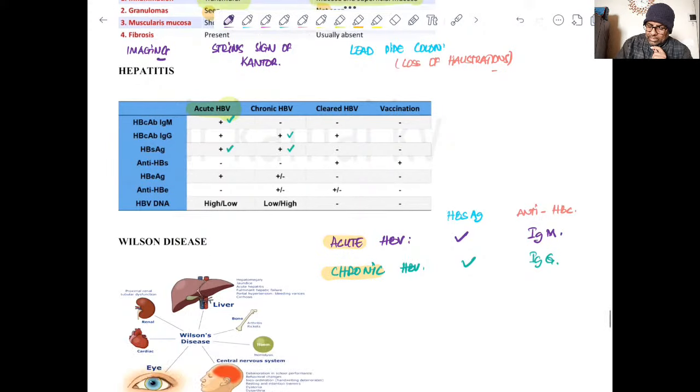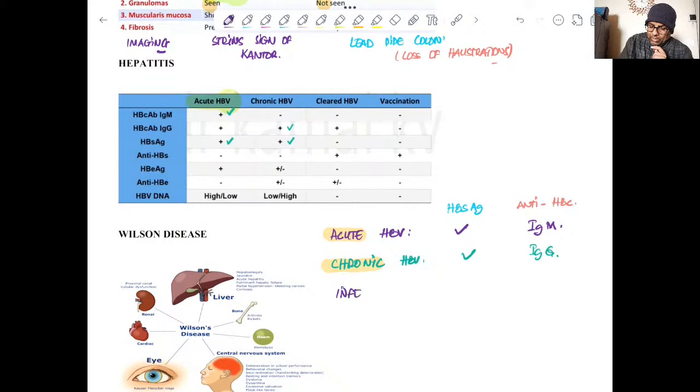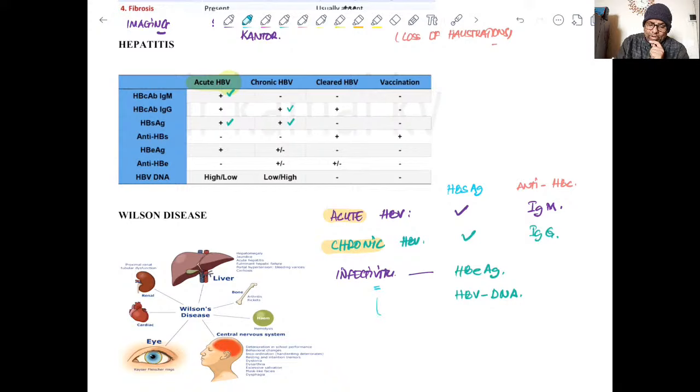Now the third thing is infectivity. In infectivity, we need to add two. One is envelope antigen, HBeAg, and second is hepatitis B viral DNA. If these two are high, the patient is highly infective. It means virus is actively multiplying in the body, right? So the patient is highly infectious. And obviously, if there is anti-HBe antibody, you will say that the patient is non-infectious.